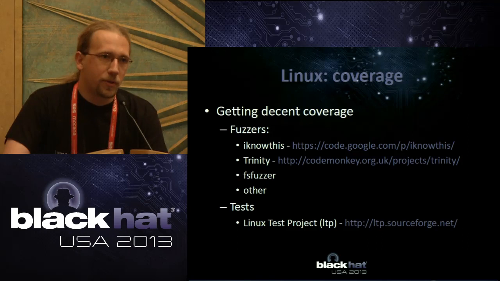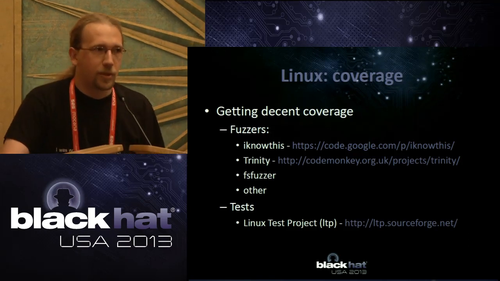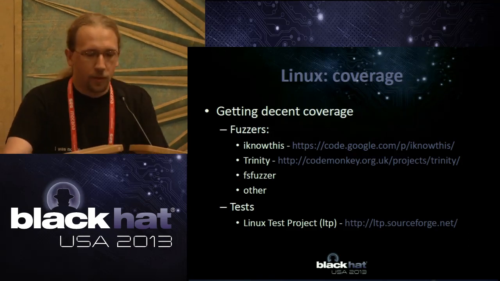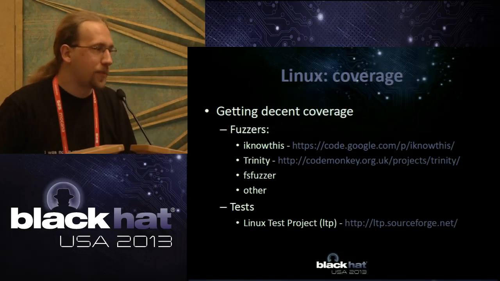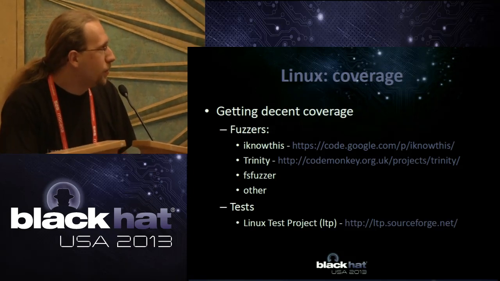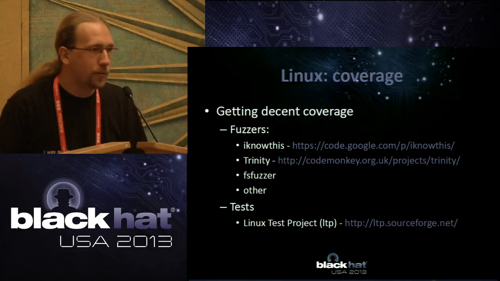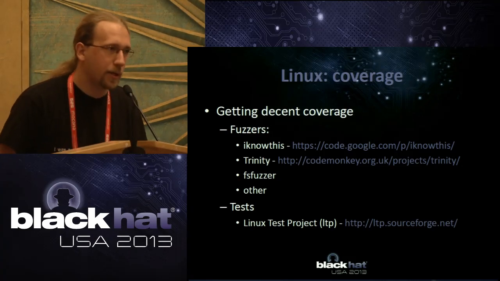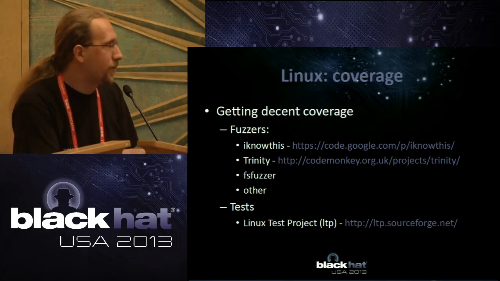Okay, so we have symbolizations, we have thread information, we have module information. Now how do we get the coverage? So we run fuzzers. Fuzzers get sometimes decent coverage. We run iKnowThis, Trinity, fsfuzzer, and some others. And we also run the Linux Test Project, which is a really cool set of tests.